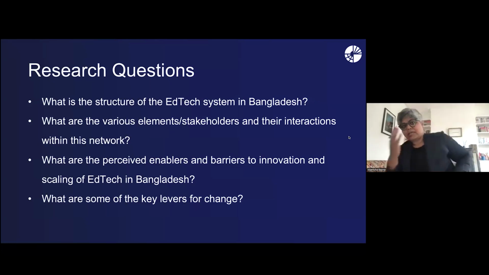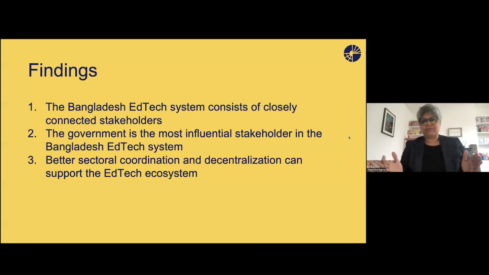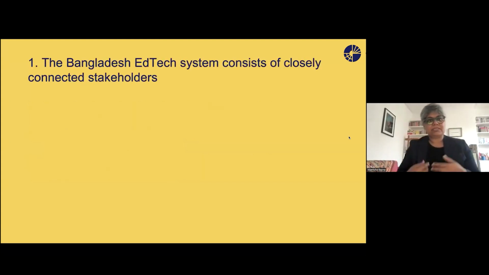And the next slide, please. I am going to give you the findings up front and then structure the rest of this presentation based on these findings. Firstly, we see that the Bangladesh EdTech system consists of a closely connected set of stakeholders. The second thing, which is not very surprising, is that the government is the most influential stakeholder in the Bangladesh EdTech context. And the third is that we need better sectoral coordination and decentralization to support the EdTech ecosystem within Bangladesh. So the next slide is the first piece. The next, please.